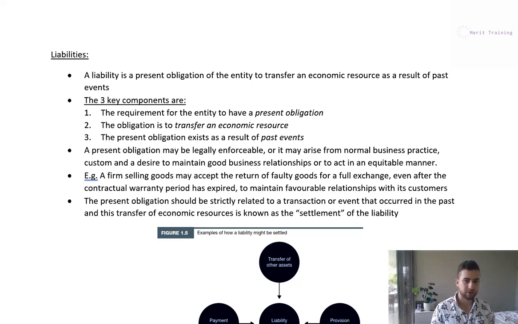Next, the obligation is to transfer an economic resource. Okay, money is an economic resource, or you could be trading it for inventory, you could be trading it for debt or equity in a company. These are all economic resources. And number three, the present obligation exists as a result of past events.